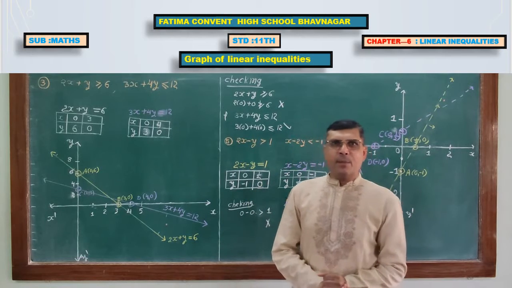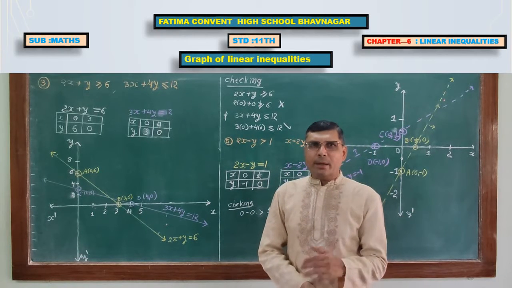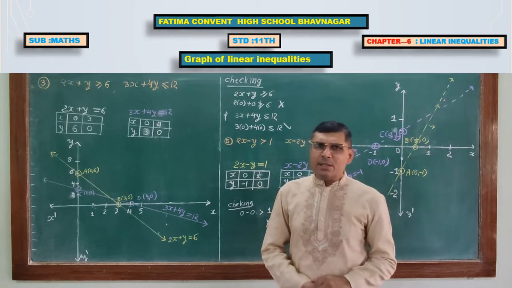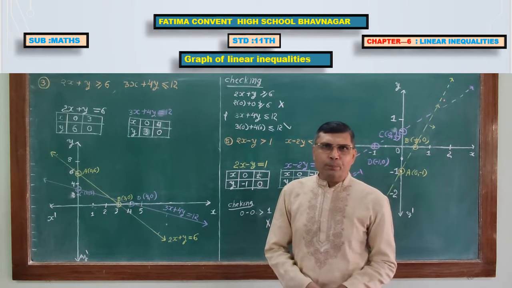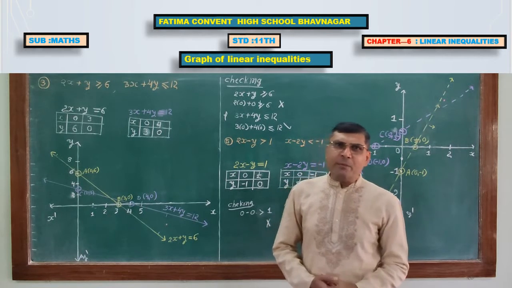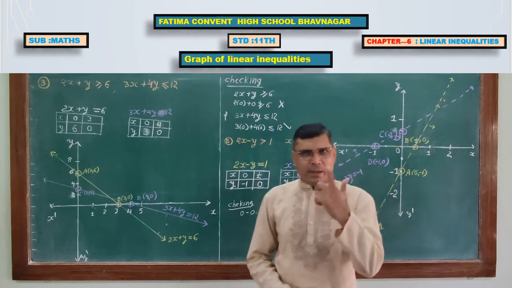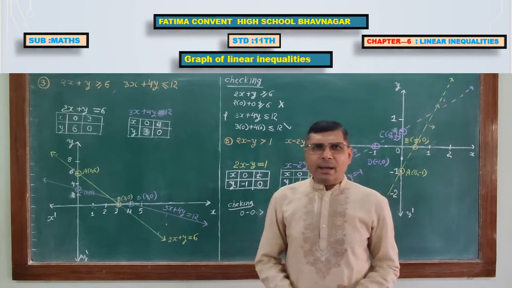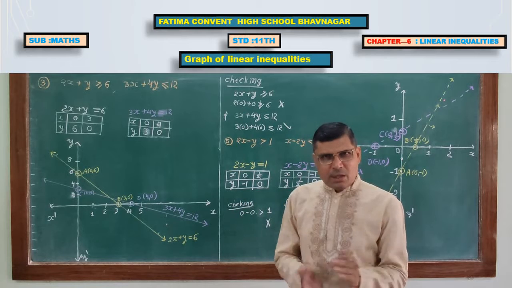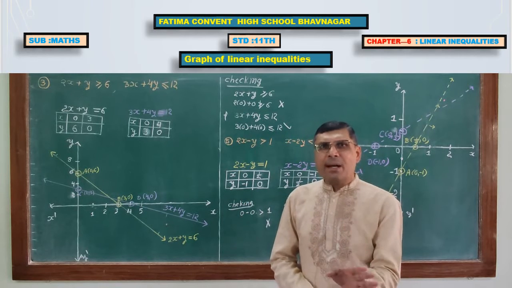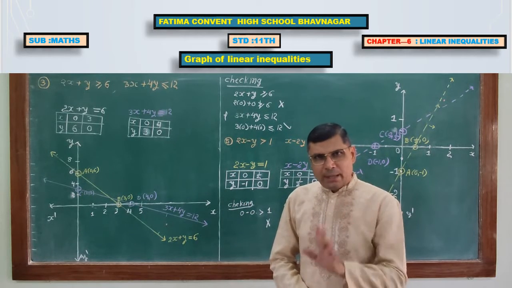Okay, now in exercise number 6.3. Here, this is similar to 6.2. There it was a graphical representation of one line. But here we will discuss that on the same graph there are two lines.